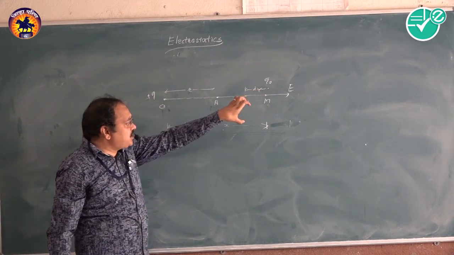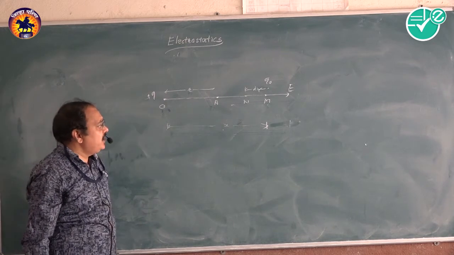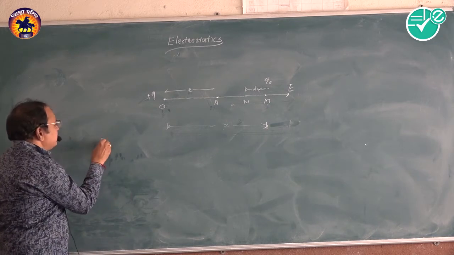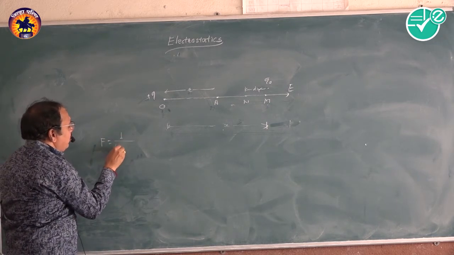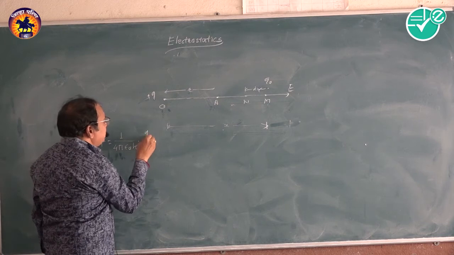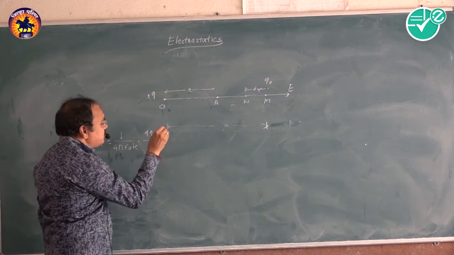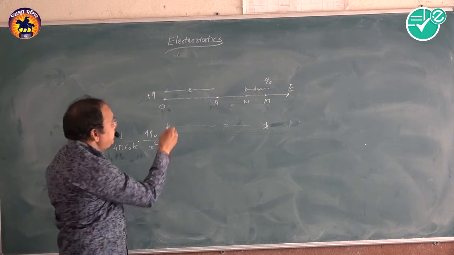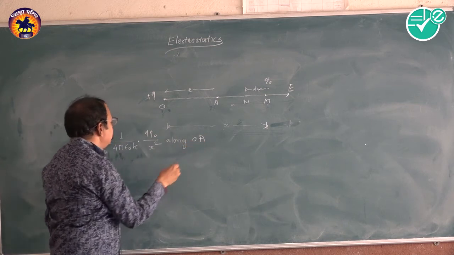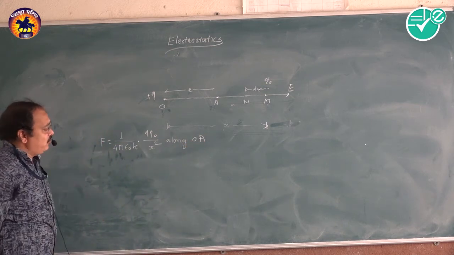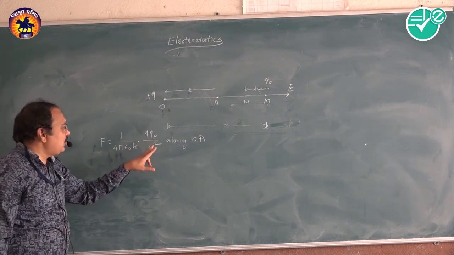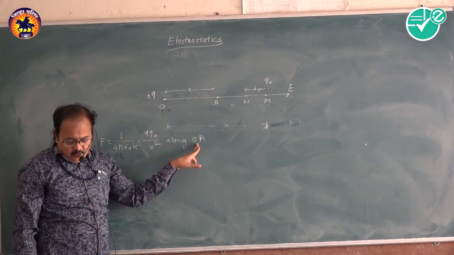It experiences such a force due to the field, and that force is given as F equals 1 upon 4 pi epsilon 0 k into q naught upon x square. It is along OA. This is the value of the force experienced. F equals 1 upon 4 pi epsilon 0 k into q naught upon x square, along the direction of OA.